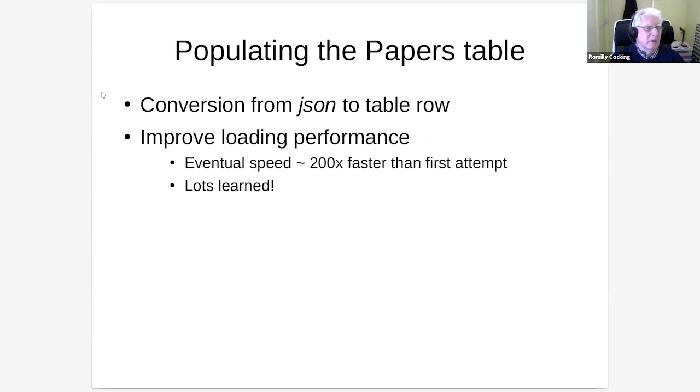I started out by populating the papers table, and basically what you've got to do is unzip the JSON, and then for each row in the file that's got JSON in it, transfer that into the database, into the papers table. When I started out, it was hideously slow, for reasons I'll explain in a minute. These days, it's running a bit better than 200 times faster than my first attempt. And I learned a lot about tuning databases in the process.